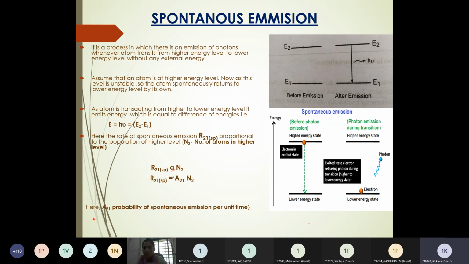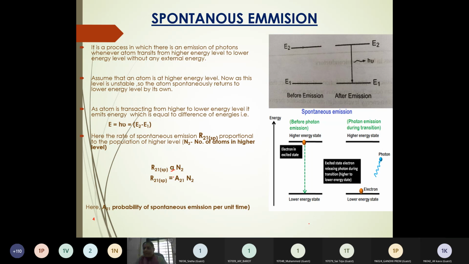Good one. And yes, A21, you have told, right? Einstein coefficient. Einstein was the one who gave us the thought of this kind of laser. He tried with the maser, and he was the one who gave the input for lasing action. So A21, 2 to 1, it is falling back, giving rise to some emission. That is why it is known as spontaneous emission. This particular emission doesn't require any external energy.